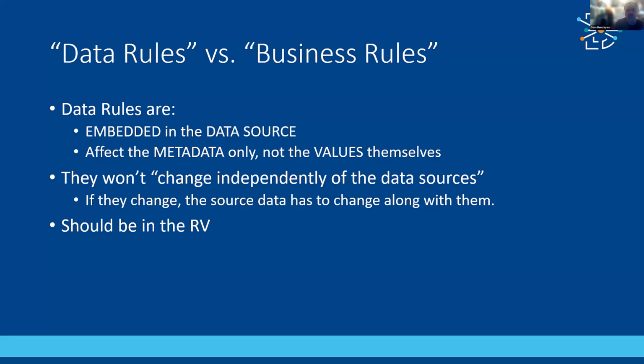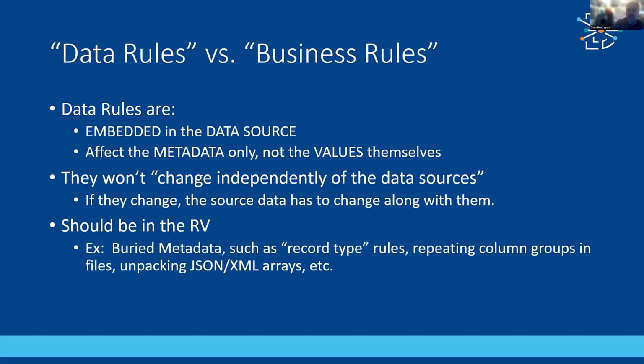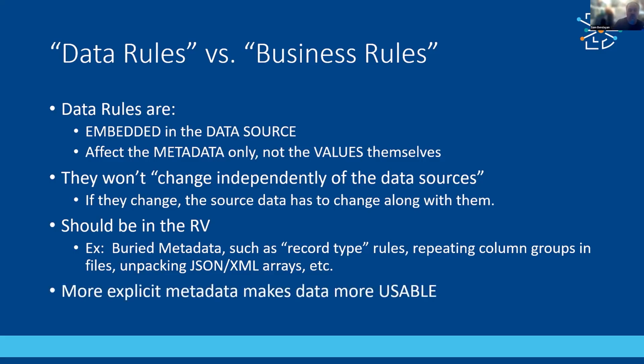So I'll have a couple of examples later, but it's typically when you have missing metadata in the sources, at least in files that are coming to you. So this is what I call buried metadata, such as there's a couple of different anti-patterns. One of them I called record type rules or repeating column groups. And we're going to go through those a little bit later on, more in depth. And just remember that if you make your metadata more explicit, this makes the data more usable. In some cases, extremely more usable. So yes, you can do this in the raw vault and you should.